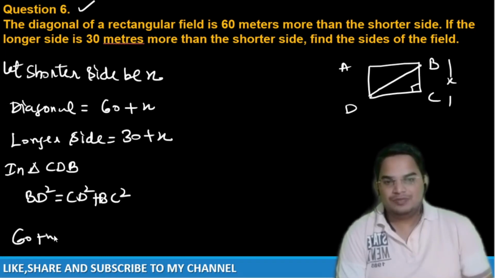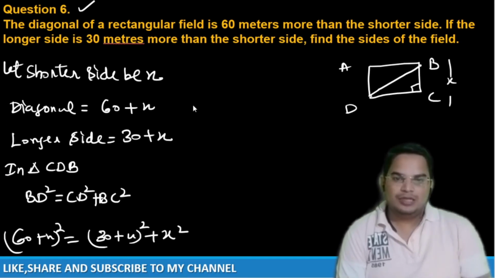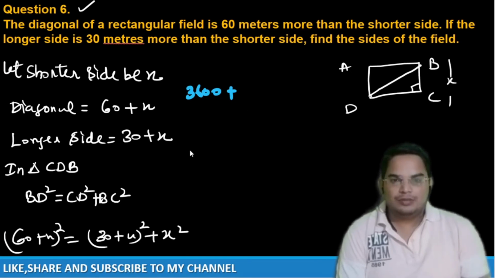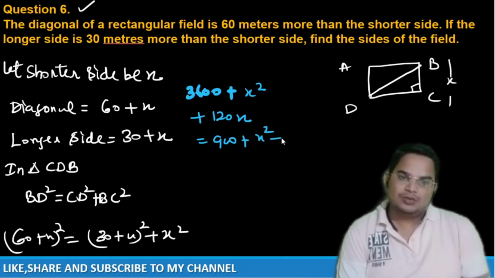So you can say (60 + x) square is equal to CD. The value of CD is (30 + x) whole square plus x square. Now I'm going to do the simplification. So what you can write down now, (60 + x) square: square of 60 becomes 3600, plus x square, plus 120x is equal to 30 square, 900, plus x square plus 60x plus x square.